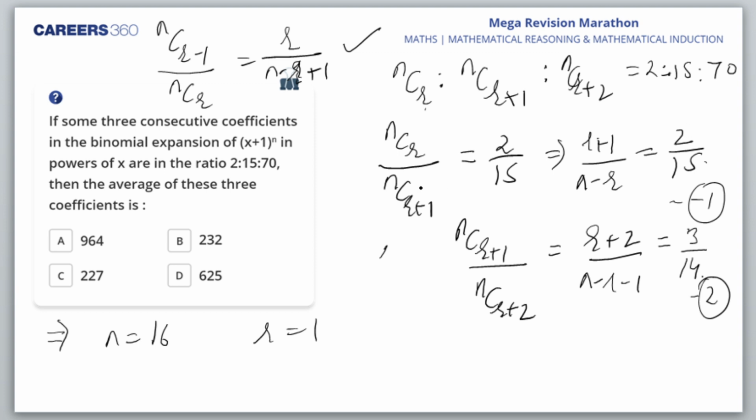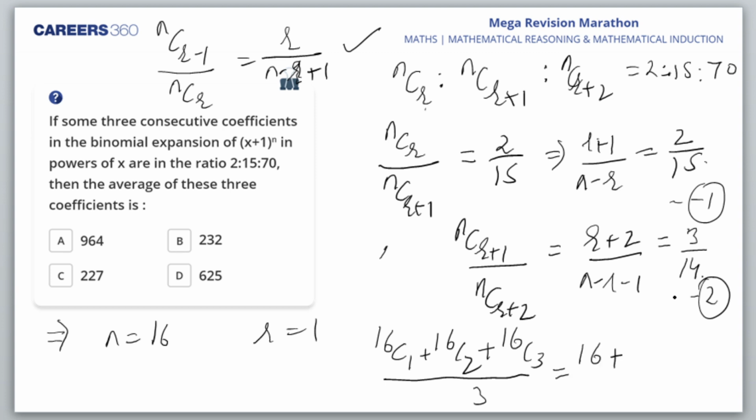So average of these coefficients I need to find. So it would be 16C1 plus 16C2 plus 16C3. Am I right? And divided by 3, that's the average which I'm looking forward to. 16C1 is 16, 16C2 is 120 and 16C3 is 560 divided by 3. So what do I get? I get 232. So 232 is the correct answer. Okay, students? So that's the correct answer.